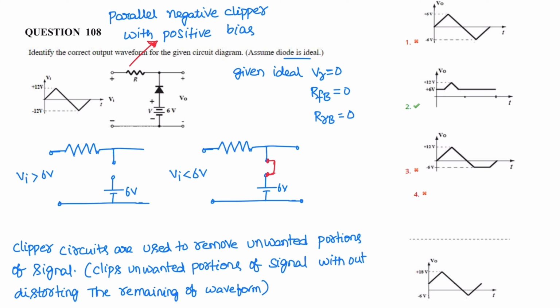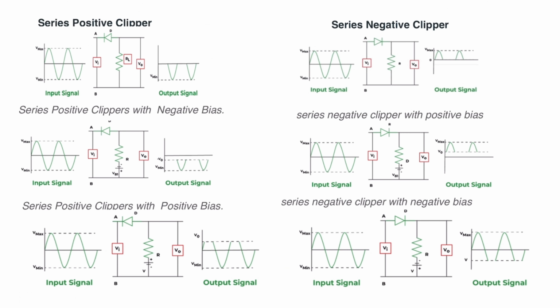Next question, 108. A clipper circuit is given, and for the corresponding clipper circuit, what should be the output voltage? Generally these clipper circuits are used to remove unwanted portions of a signal. The purpose of a clipper is to remove unnecessary portions of the signal, without distorting or disturbing the remaining portion of the waveform. Different types of clippers are there.